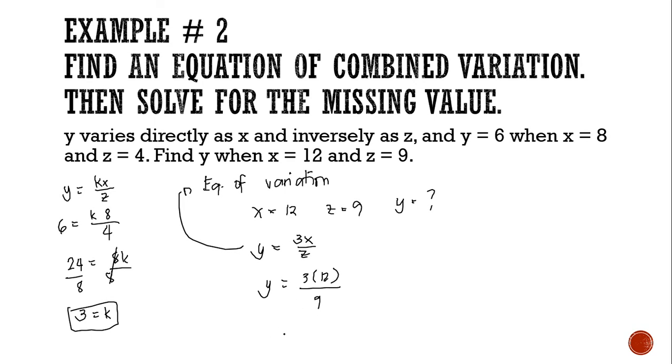So what you are going to do is to simplify. Y is equal to 36 over 9, since 12 times 3 is 36, over 9. So therefore, y would be equal to 4. Alright, therefore y is equal to 4 when x is equal to 12 and z is equal to 9.